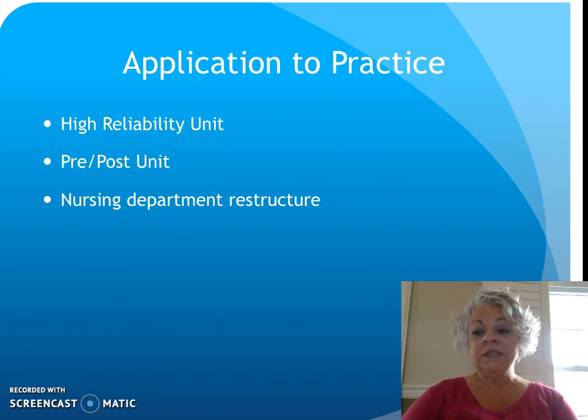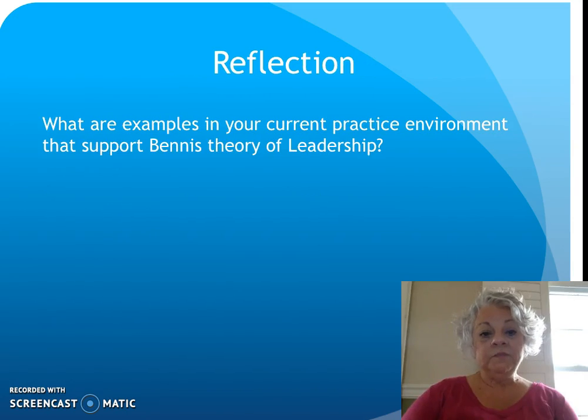This vision was set up by our leadership, both hospital nursing, hospital quality management, and medical staff leadership. We're able to do that. It has taken me a lot of work and communication to make the staff see what is most important for that. The pre-post unit is another one, as well as the nursing department restructure.